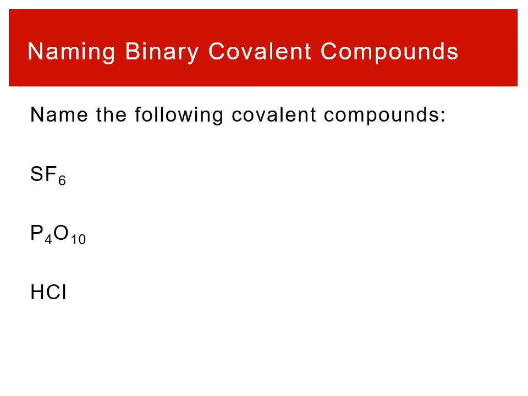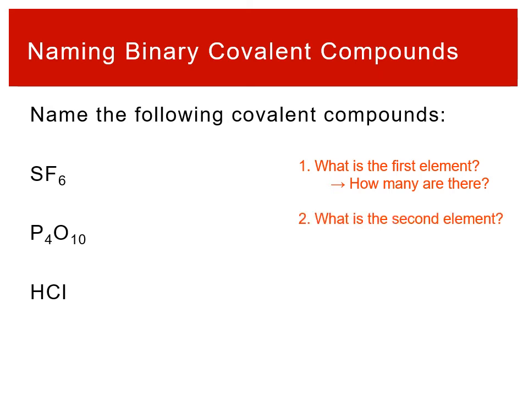All right, let's get some practice. Naming binary covalent compounds. Name the following covalent compounds: SF6, P4O10, and HCl. When we're looking at naming covalent compounds, the first question we always want to ask is, what's that first element? How many are there? Because now we need prefixes. This is what's different between covalent and ionic. Then what's the second element? How many are there? There's no process of determining charge, and no polyatomics to remember. It's just literally looking up the atom name on the periodic table, changing the suffix on the second one, and adding prefixes.